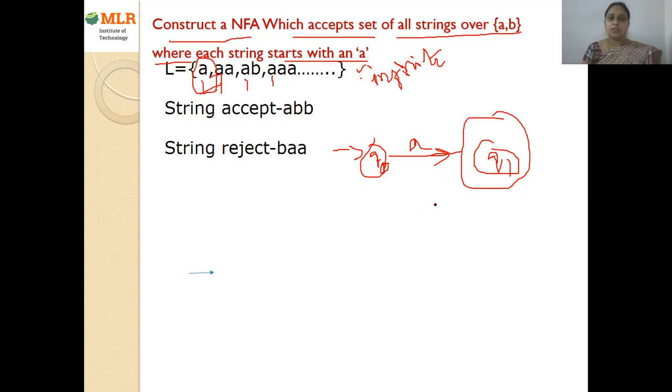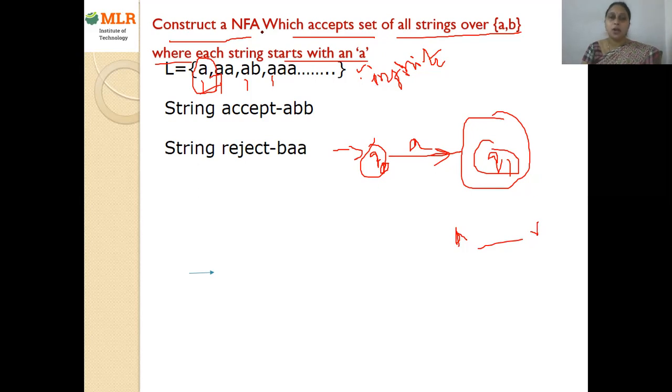For an NFA, there are no restrictions. We need not represent all input symbols on all states. Without a symbol also, we can represent an NFA. Now based on that, for Q naught, without representing B also, an NFA can be constructed. I'm not representing any transition for B on Q naught. By seeing A at the start, I reach the final state. This is my first transition.